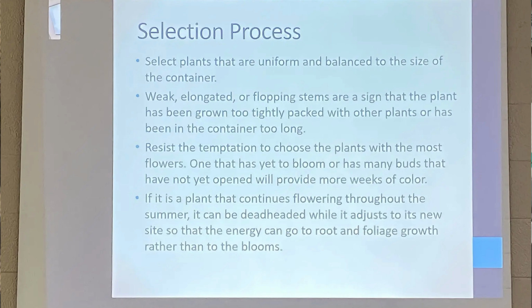The selection process. Select plants that are uniform and balanced to the size of the container. Weak, elongated, or floppy stems are a sign that the plant has been grown too tightly packed with other plants or has been in the container too long. Resist the temptation to choose the plants with the most flowers. One that has yet to bloom or has many buds that have not yet opened will provide more weeks of color. If it is a plant that continues flowering throughout the summer, it can be deadheaded while it adjusts to the new site so that the energy can go to the root and foliage growth rather than to the blossoms.